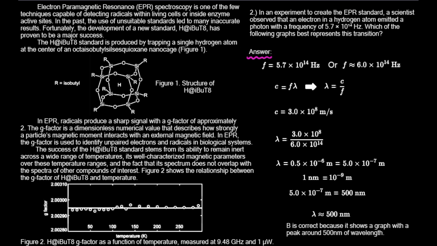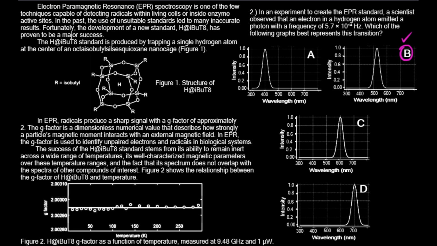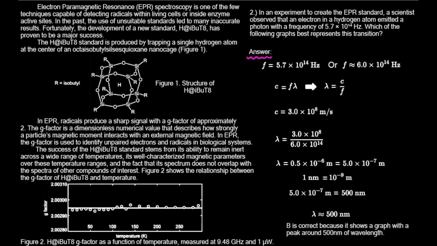Question number 2 reads: In an experiment to create the EPR standard, a scientist observed that an electron in the hydrogen atom emitted a photon with a frequency of 5.7 times 10 to the 14 hertz. Which of the following graphs best represents this transition? The correct answer to question number 2 is B, and let's see why. Let's solve this step by step.